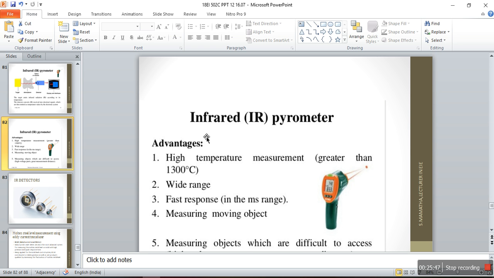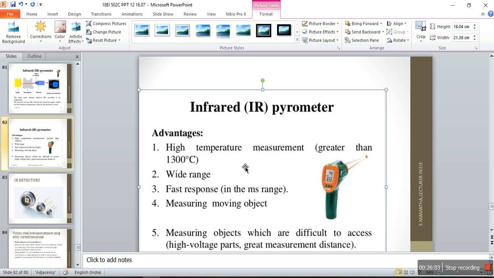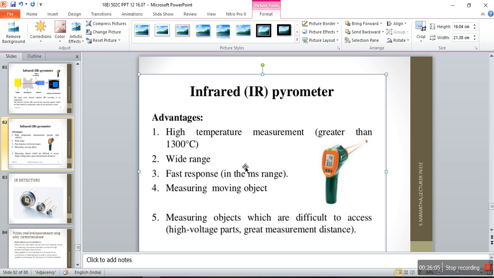Infrared pyrometers advantages: high temperature measurement greater than 1300 degrees centigrade, wide range, fast response, measuring moving objects which are difficult to access, high voltage parts, great measurement distance. For such situations we can use IR pyrometers.